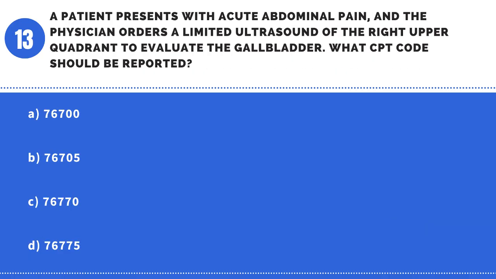Question 13. A patient presents with acute abdominal pain, and the physician orders a limited ultrasound of the right upper quadrant to evaluate the gallbladder. What CPT code should be reported? A. 76700. B. 76705. C. 76770. D. 76775.